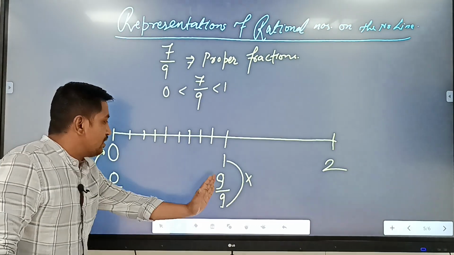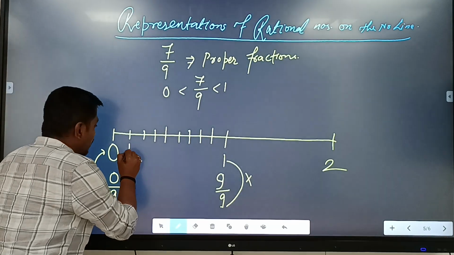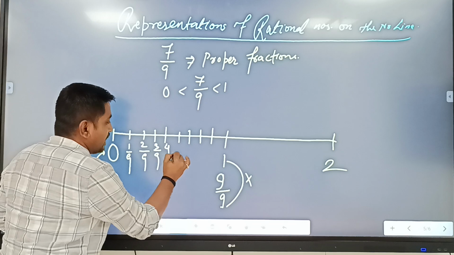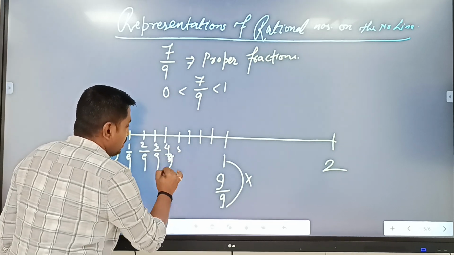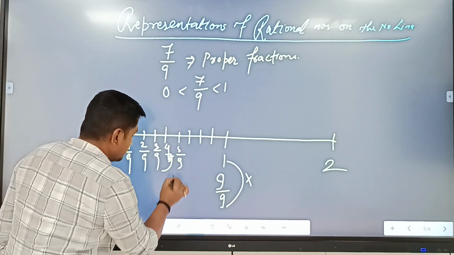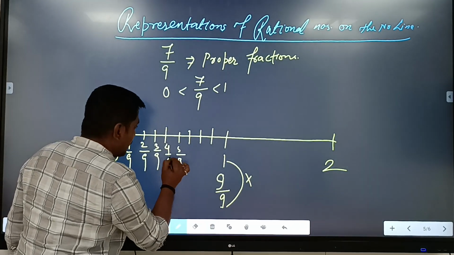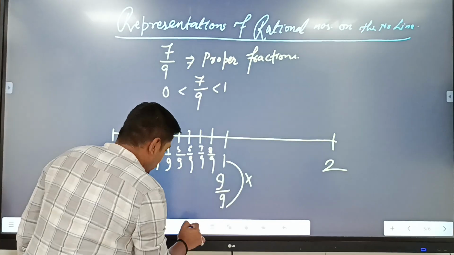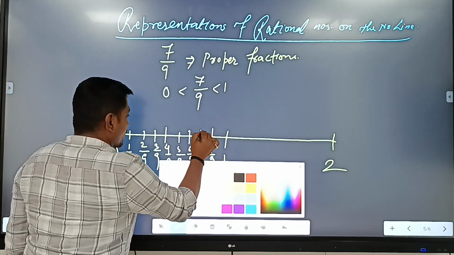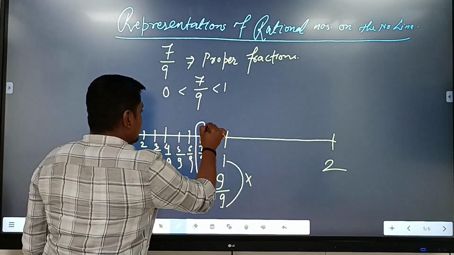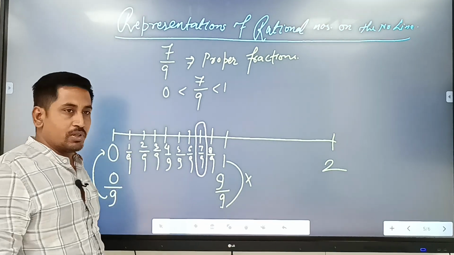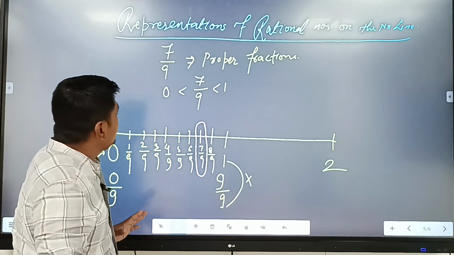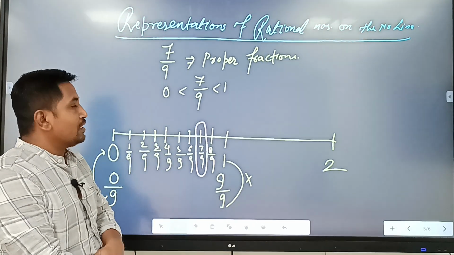Now 0 upon 9, 9 upon 9. After 0 upon 9, it will be 1 upon 9. It will be 2 upon 9. It will be 3 upon 9. It will be 4 upon 9. Like this way, this is 5 upon 9, this is 6 upon 9, this is 7 upon 9, this is 8 upon 9. So what we have to represent, we will mark it over here, that is 7 upon 9. This is the way that we can represent any rational number on the number line. I hope it is clear. Say yes or no. Yes, sir. Okay, fine. So we have represented rational number on the number line.